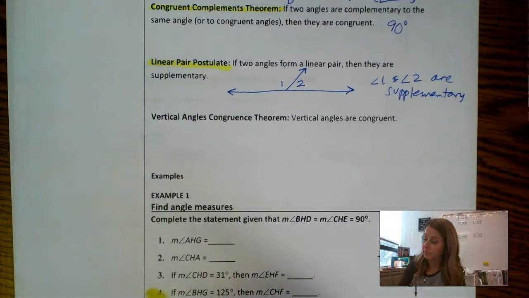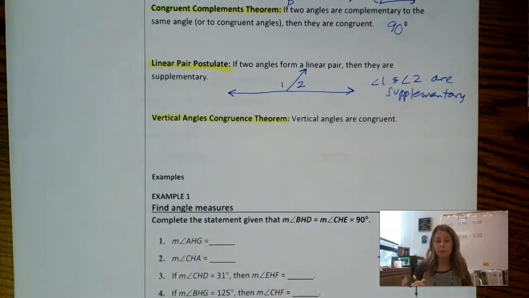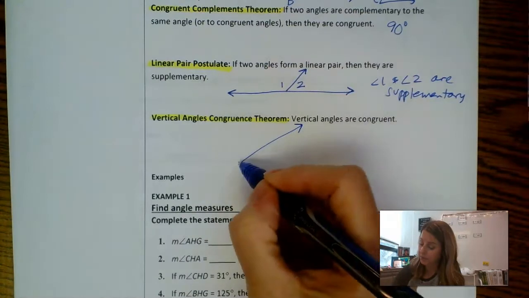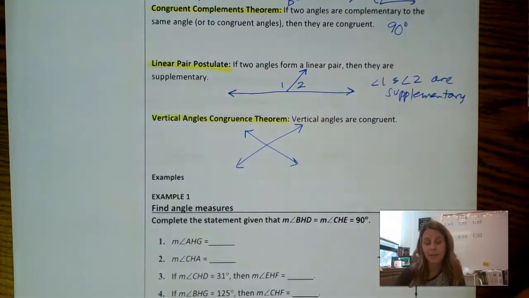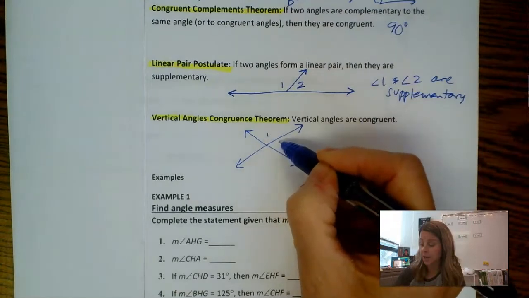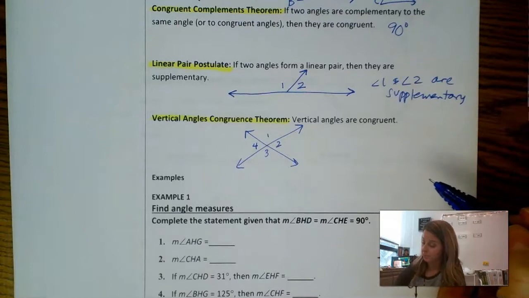And we've also talked about this next one, but again, we didn't put a name to it. The vertical angles congruence theorem says that vertical angles are congruent. So let's draw a picture of two intersecting lines. And then I will just name the angles 1, 2, 3, 4, just number them.